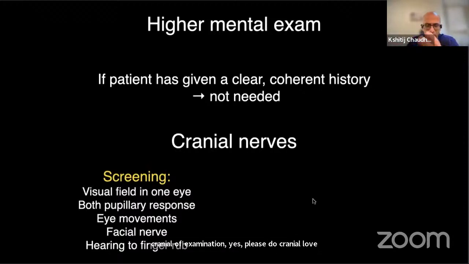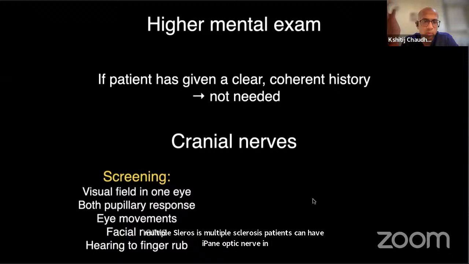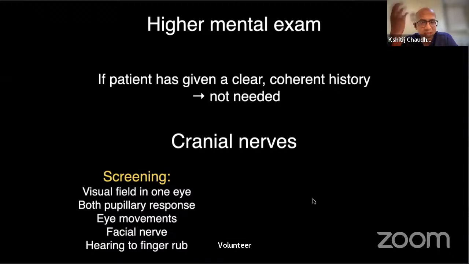It depends on the syndrome and the clinical history the patient is presenting with and what you are suspecting. Because let's say a patient has features of myelopathy, how do you differentiate that from, say, multiple sclerosis? Multiple sclerosis patients can have eye pain, optic nerve involvement, while craniovertebral problems can have nystagmus.